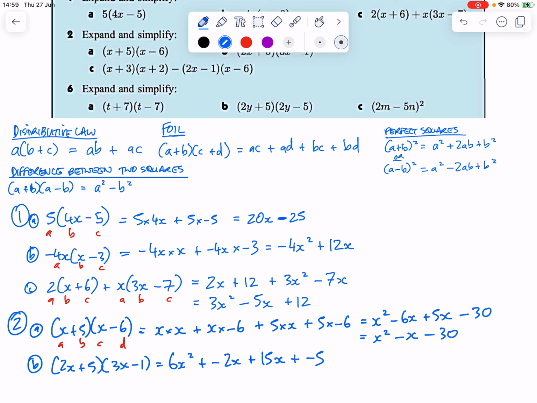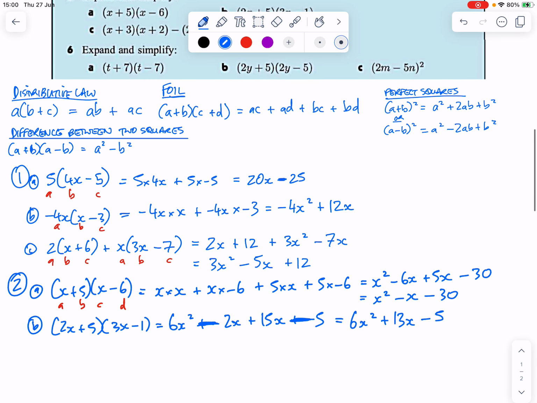Plus and minus becomes minus. No other x squared, so it's 6x squared. Negative 2x plus 15x is going to be positive 13x. And you've got the negative 5 at the end.